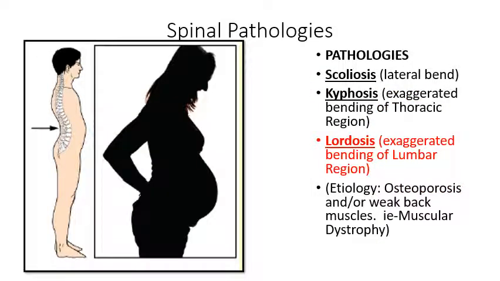Okay, and then lordosis is an exaggerated bend forward. This woman looks like she's kind of pregnant, like the silhouette of a pregnant woman. But a better example would be muscular dystrophy. So one of the most common symptoms of muscular dystrophy, which is a genetic disease, is that the person walks with their stomach out in the front because the muscles in their back are not strong enough to keep them upright anymore.